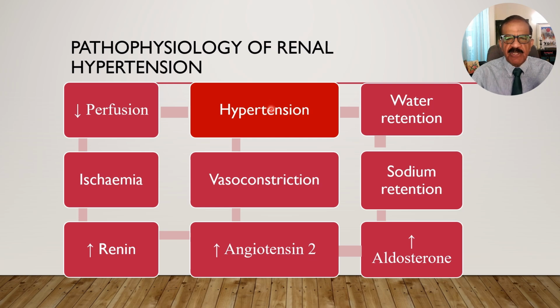And this hypertension can potentially further lead to kidney damage and further reduction in perfusion. So this cascade continues unless you intervene with effective medication. This would progress to severe hypertension and more kidney disease. So I think it is very, very important to know the pathogenesis.